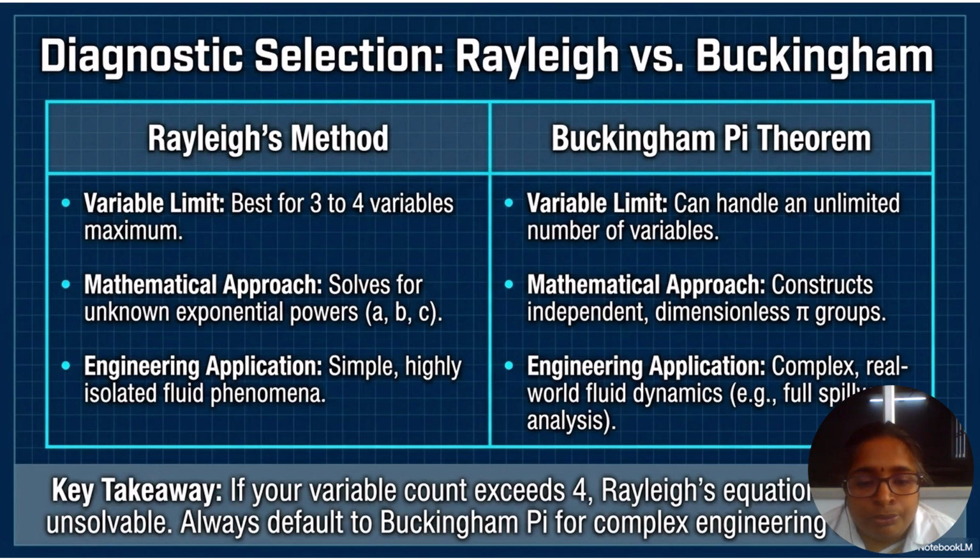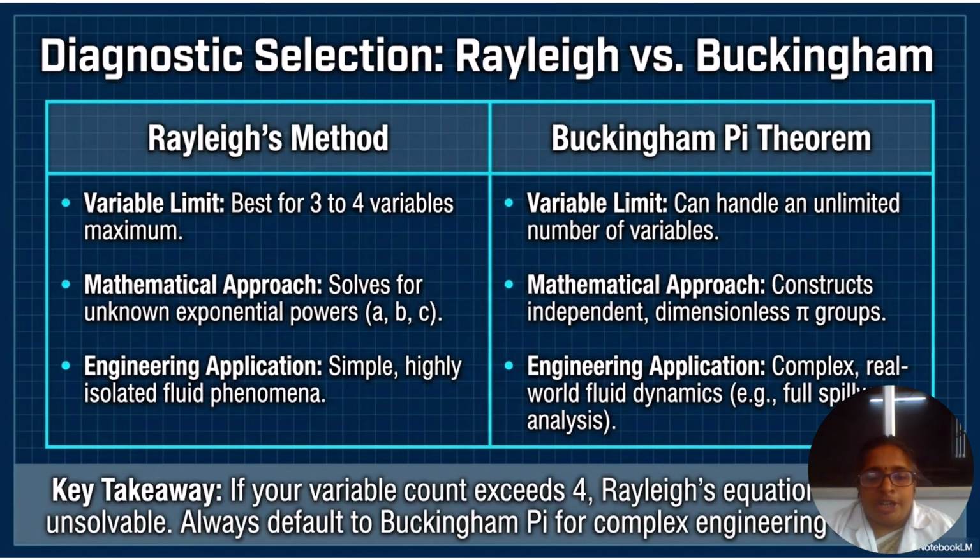Rayleigh's method solves for unknown exponential powers, that is a, b, c, whereas Buckingham's pi theorem constructs independent dimensionless pi groups, that is pi 1, pi 2, like that. In engineering application, Rayleigh's method is used for simple and highly isolated fluid phenomena, and Buckingham's pi theorem is useful for complex real-world fluid dynamics, that is full spillway analysis.